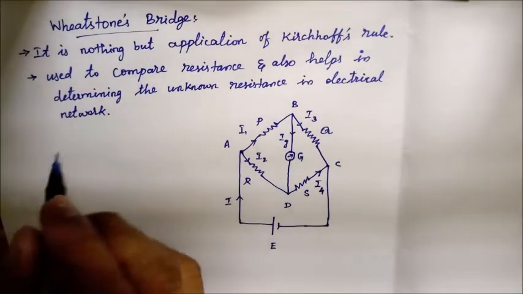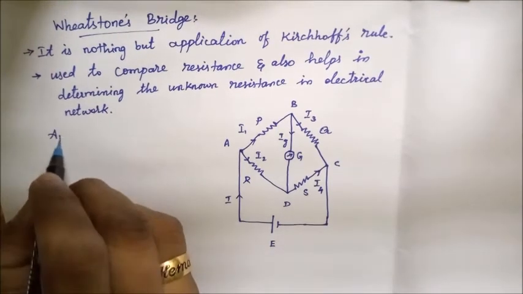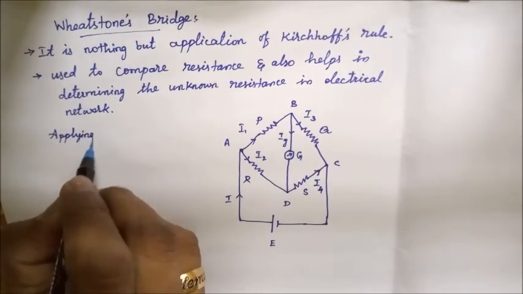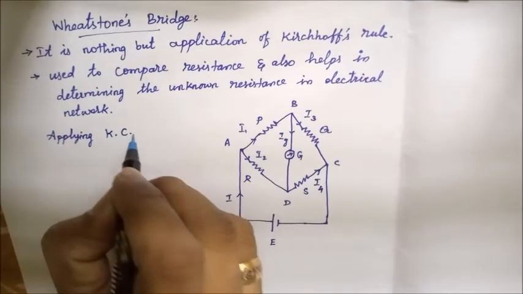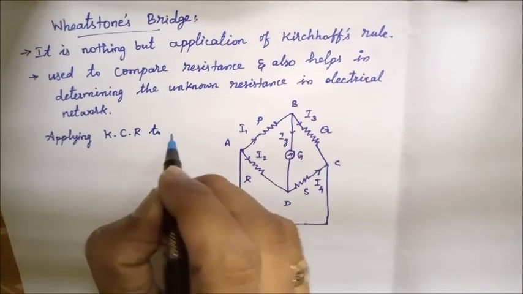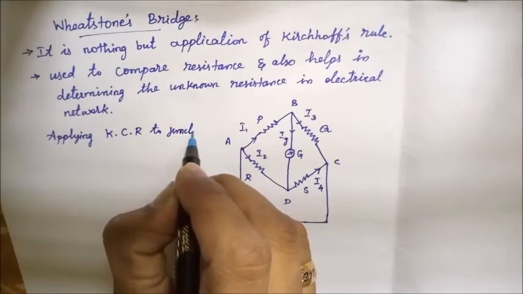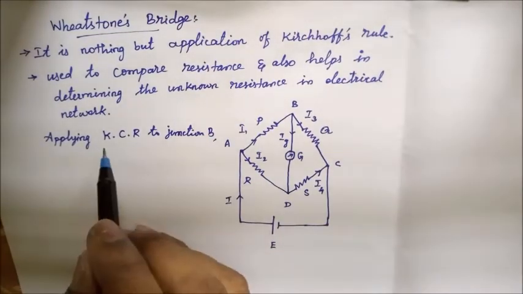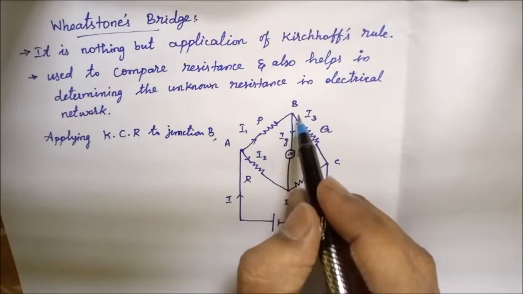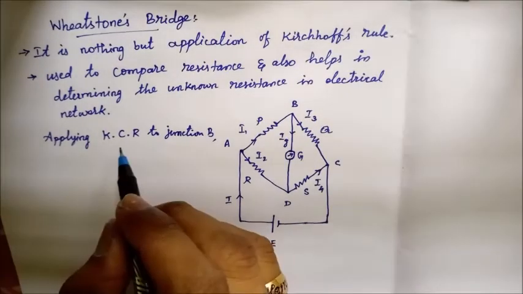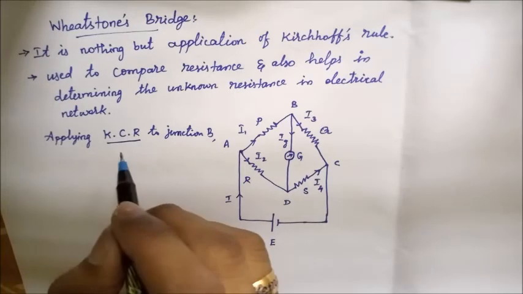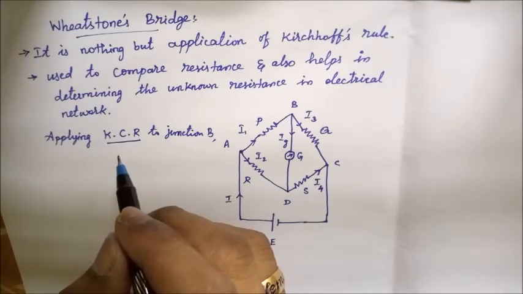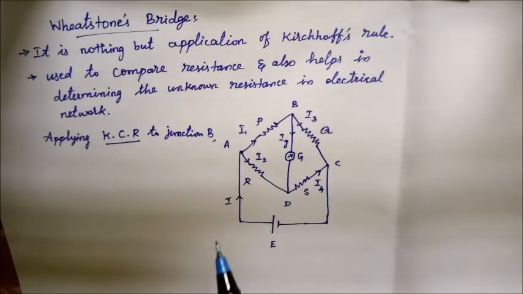Now here we have to apply Kirchhoff's current rule to junction B. So now we have to apply Kirchhoff's current rule at the junction B. So what is Kirchhoff's current rule? The current rule states that the algebraic sum of currents at any junction of the circuit is 0.